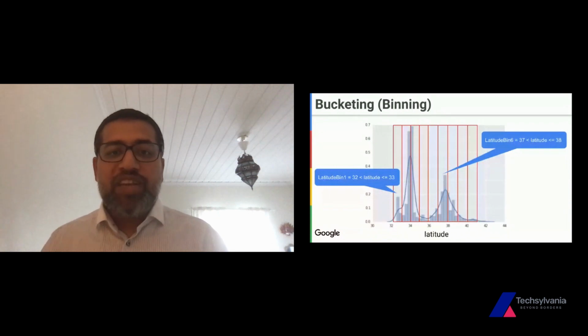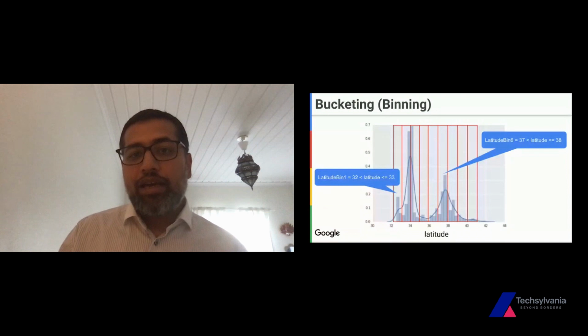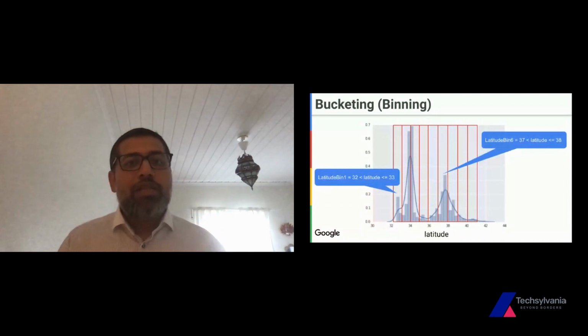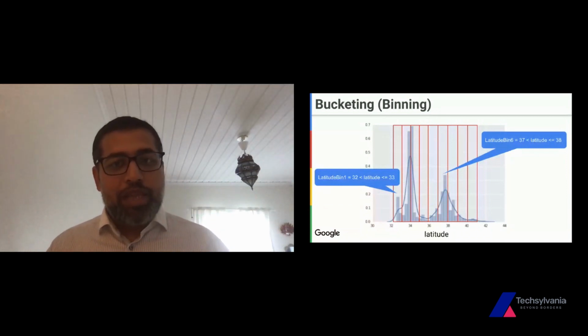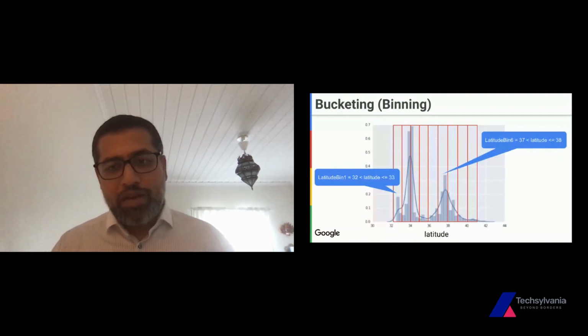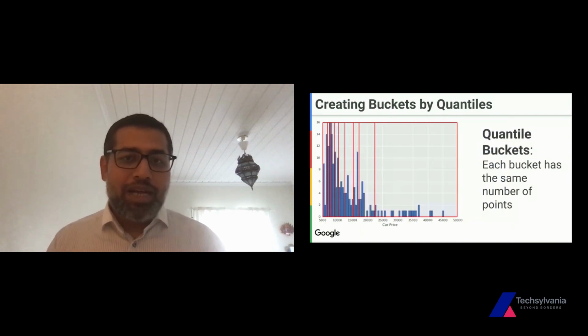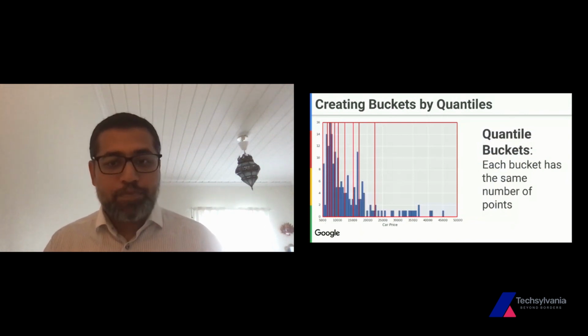When we bucket them, we index them. This is what we refer to as taking numerical data and transforming it into categorical buckets. Of course, they're indexed so that they can be multiplied, but now they make much more sense. You can even optimize that by creating buckets based on quantiles, which means that all your buckets have the same number of data points.